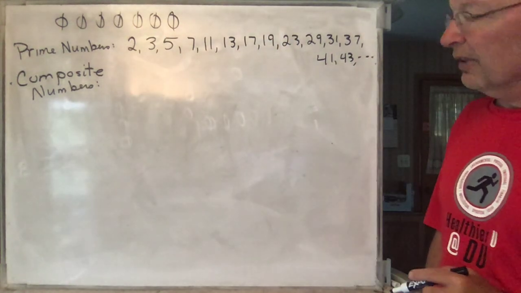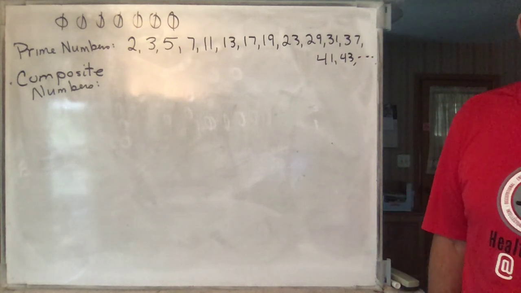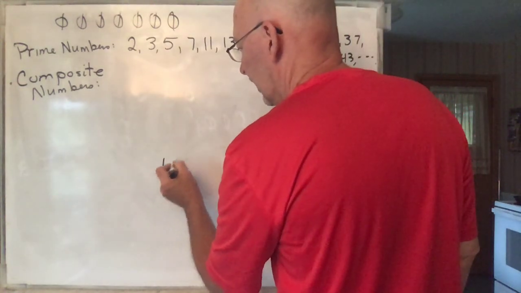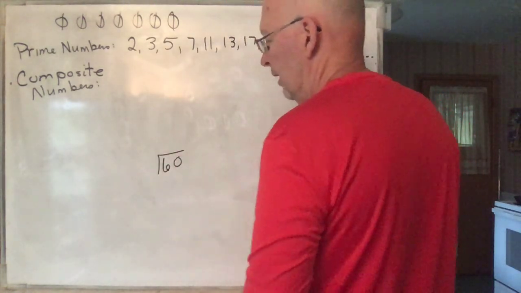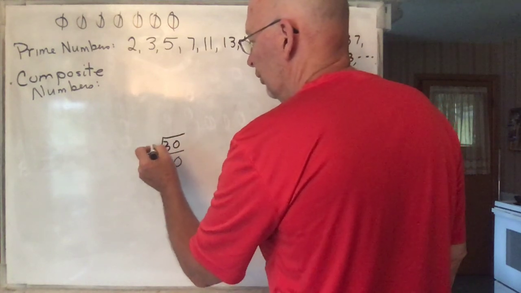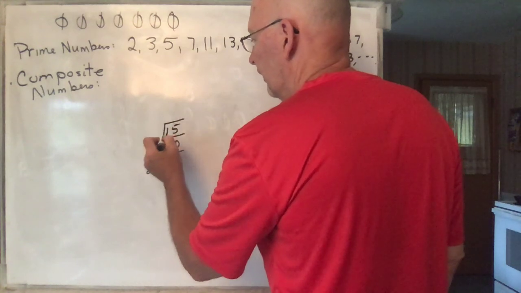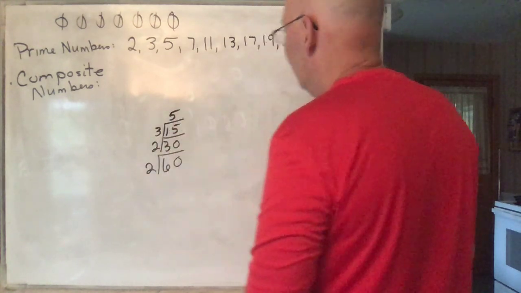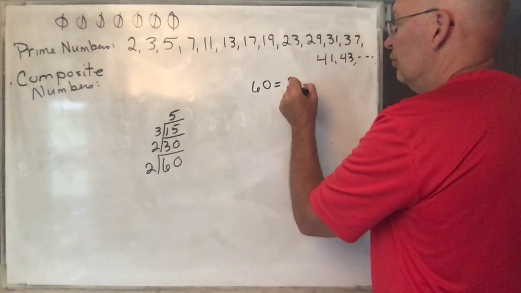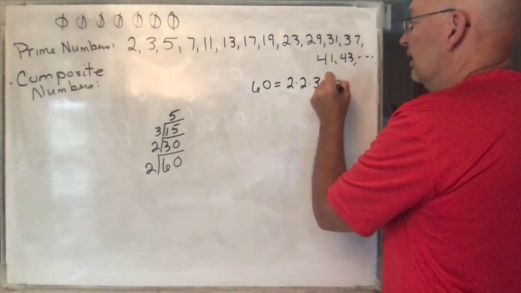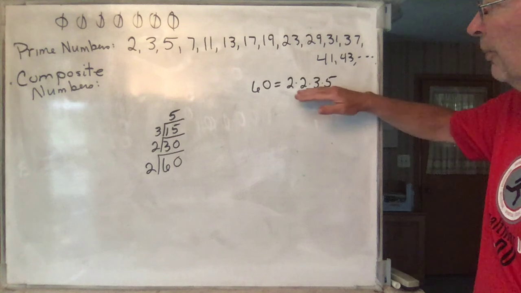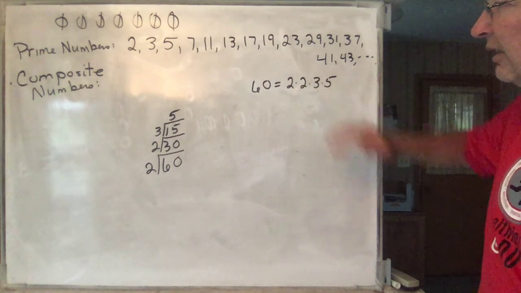And as I say, if a number is not prime, then we can break it up. So let's take some and see how we can indeed break them up. Let's start with 60. If you take 60 and divide it by 2, you get 30. If you divide 30 by 2, you get 15. If you divide 15 by 3, you get 5. So the composite number 60 can be written as 2 times 2 times 3 times 5. So we can break it up into a product of its factors.